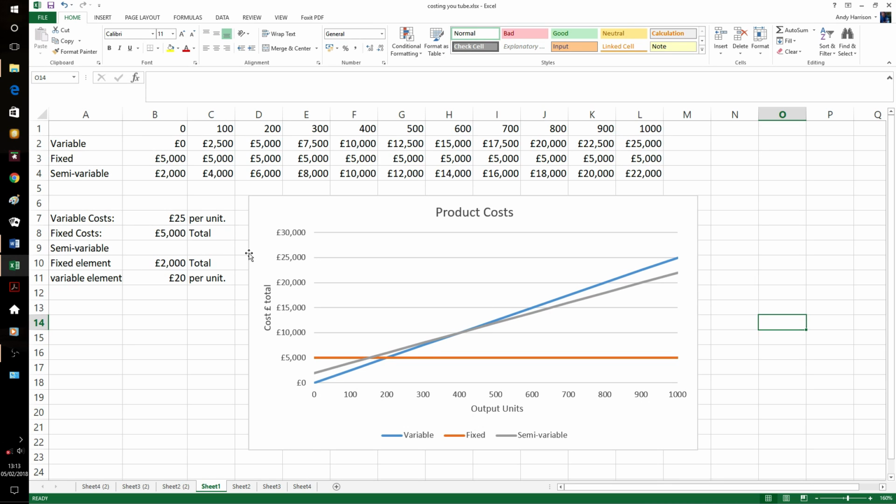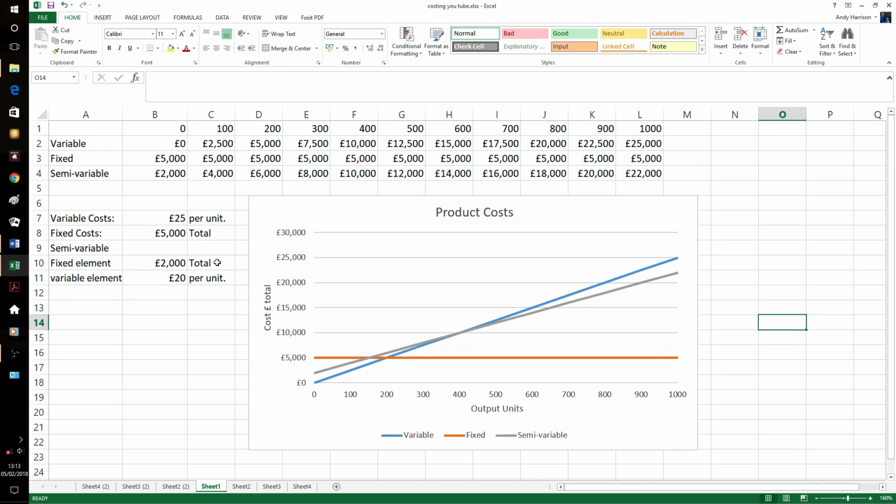Nice straight line. Our fixed cost is also a straight line, but actually, even if you make 0 units, we've still got that £5,000 cost. If you make 1,000 units, it's still £5,000 cost. So it just goes across in a nice straight line.